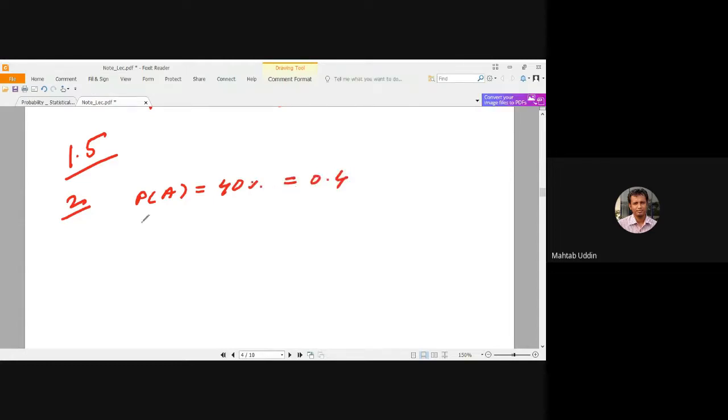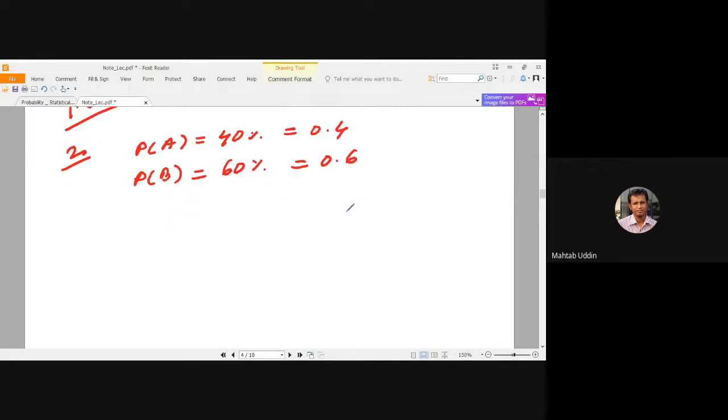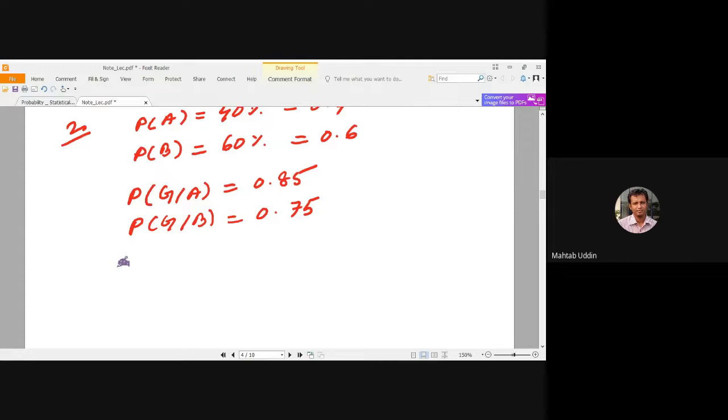0.4. Then probability of B, what is B? 60%. Now we are taking the germination rate. Can you tell me what is the germination rate from A? Germination under A. 85%, right? Yes, sir. What is the germination rate in B? 75%. So germination under B is 75%.